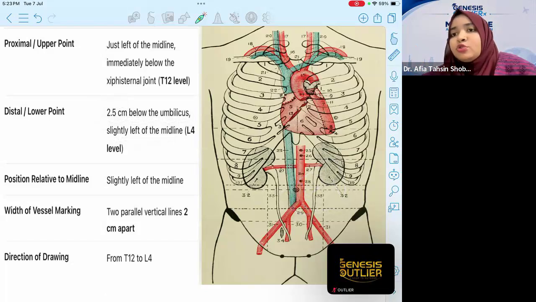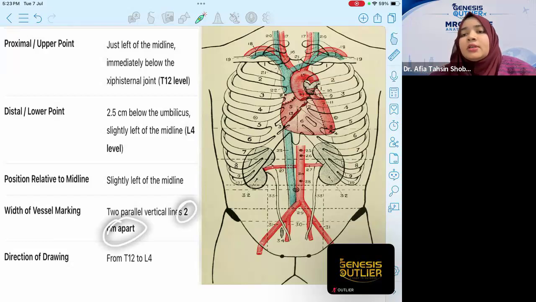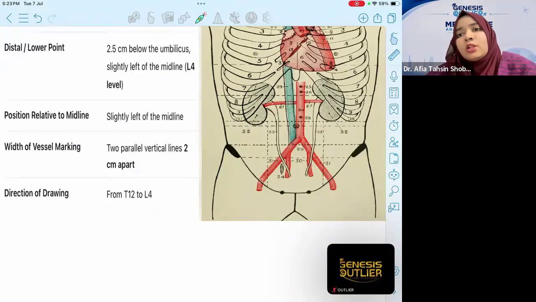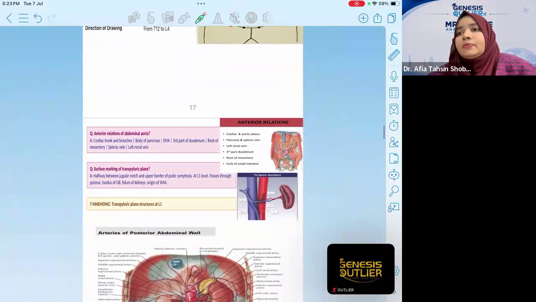Now you have to join these 2 points by 2 parallel vertical lines, and these 2 parallel vertical lines will be 2 centimeter apart. These are the key words. Just I want to focus. From T12 to L4, you will have to draw these two parallel vertical lines, 2 centimeter apart. Then you will get the abdominal aorta. This is the surface marking of our abdominal aorta.